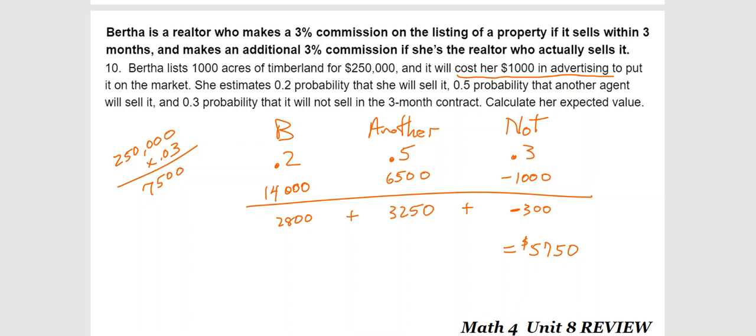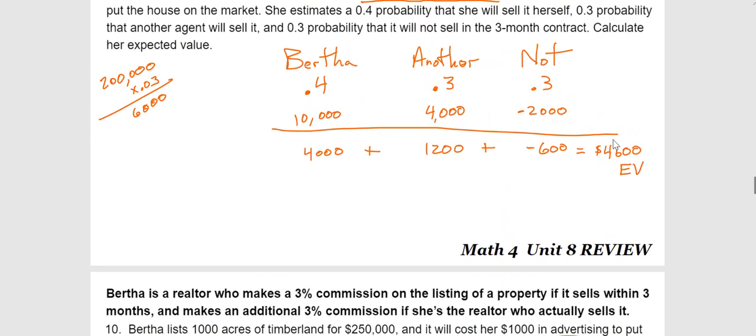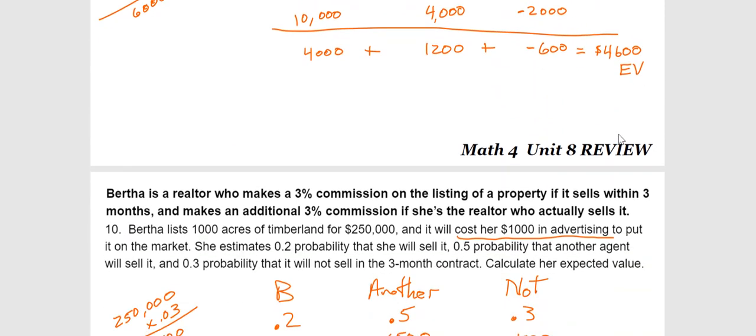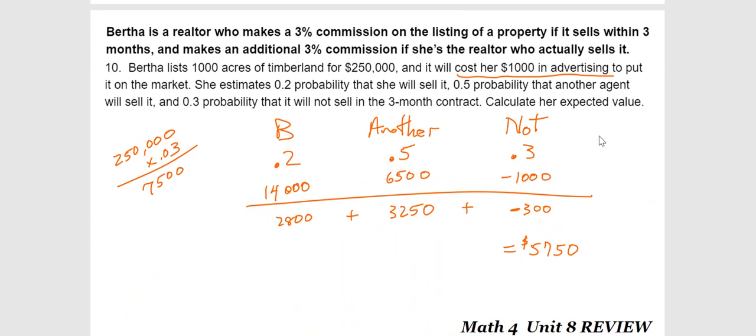So when we're talking about expected value, and she compares this one at 4,600 and that one at 5,750, this one actually sounds like the better deal. I would suggest there are two things contributing to that. One is the higher price of the property, and two, the lower cost of the advertising. Both of those are contributing to her profit margin.